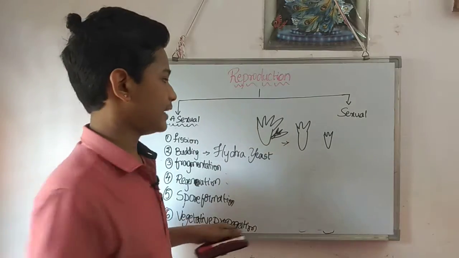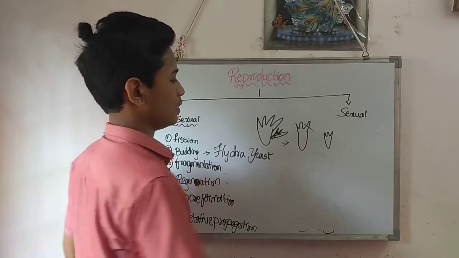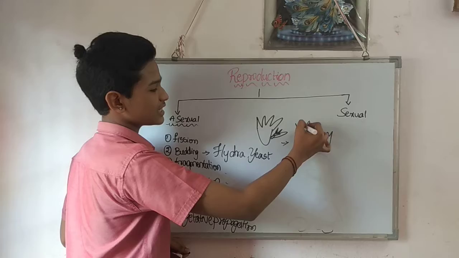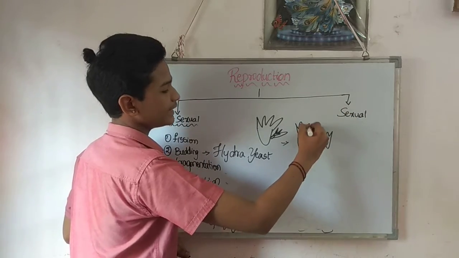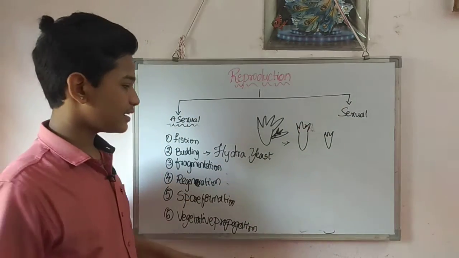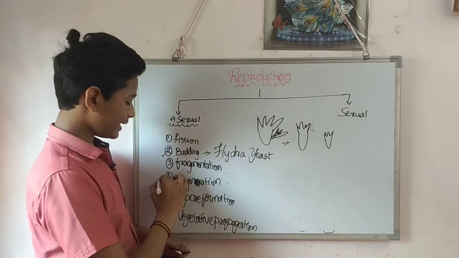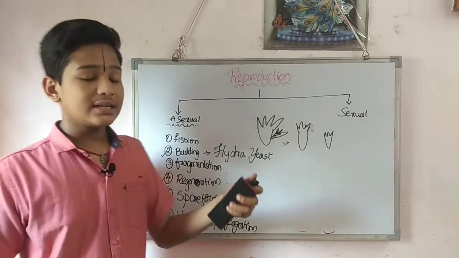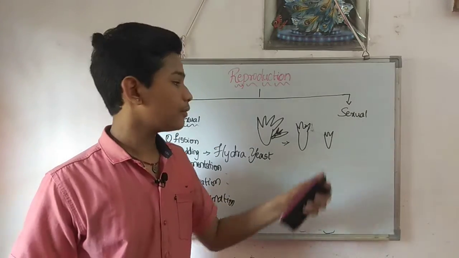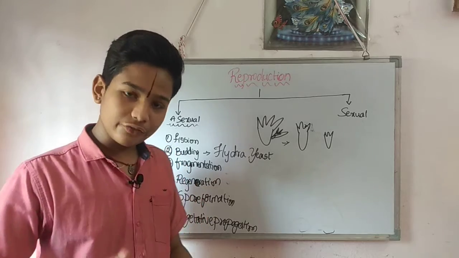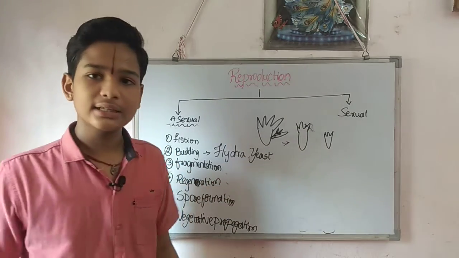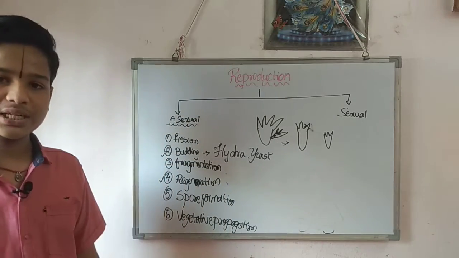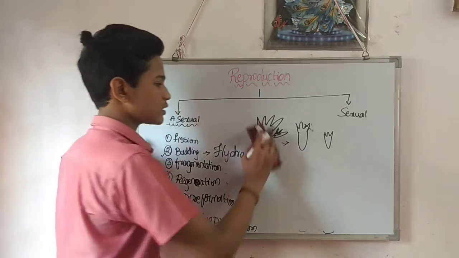If this Hydra loses one leg, it gets regenerated again. So Hydra reproduces by budding and regeneration. It reproduces by budding, and if it loses a hand, it regenerates it again by the process of regeneration. Okay, budding is also clear for you.